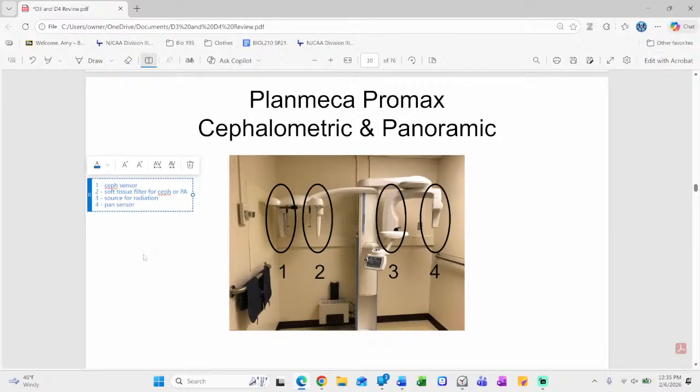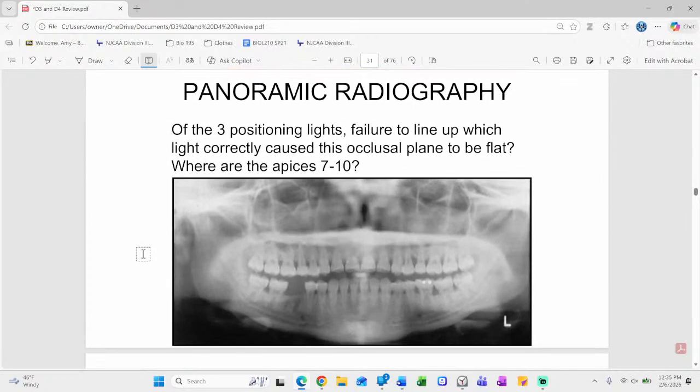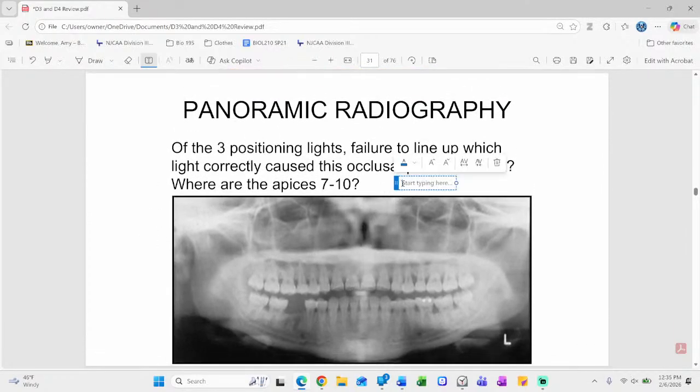All right, so of the 3 positioning lights, failure to line up which light correctly caused this occlusal plane to be flat? Which light was incorrect? Frankfurt. And where was the chin, up or down here? Up. The chin was up a little bit. That flattened the occlusal plane and probably threw that condyle off the edge. Okay, so chin up flattens.